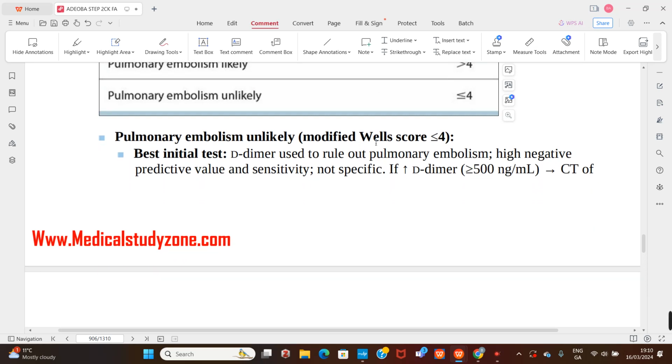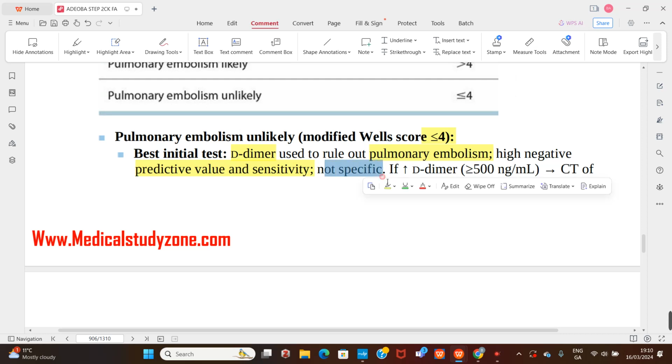So if the modified Wells score is less than or equal to 4, the best initial test is a D-dimer test. Very, very important stuff. You do a D-dimer to rule out your PE. It has a very high negative predictive value and sensitivity. So I think we need to know this information too. That's a high negative predictive value.